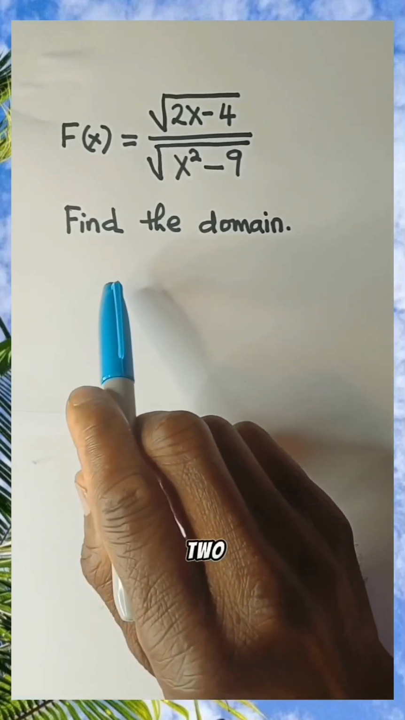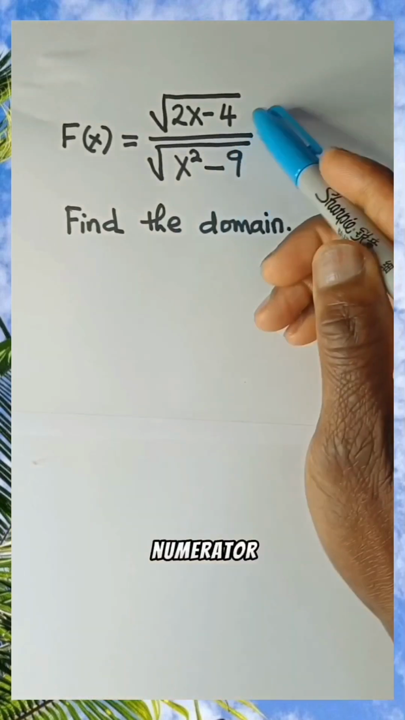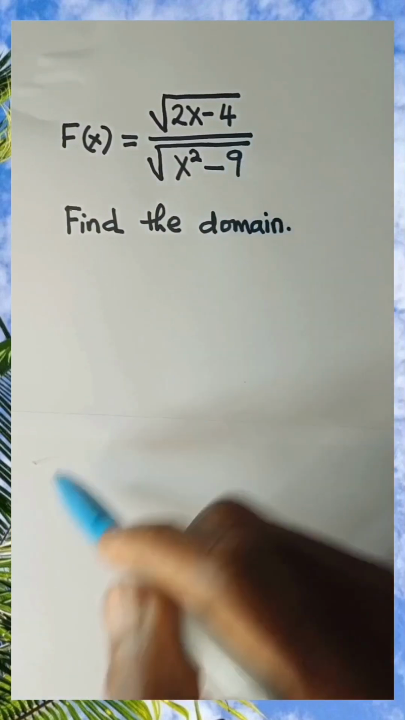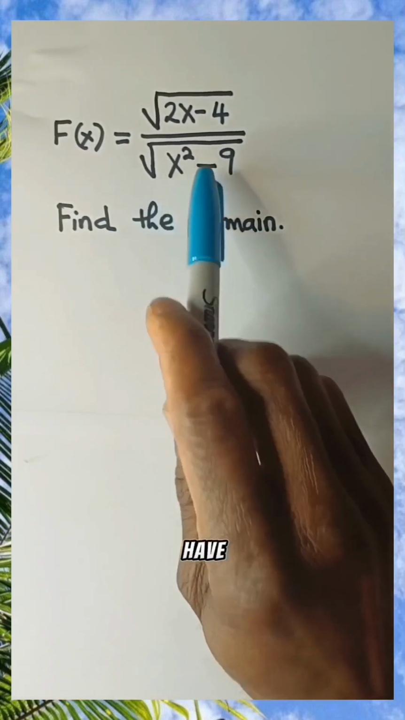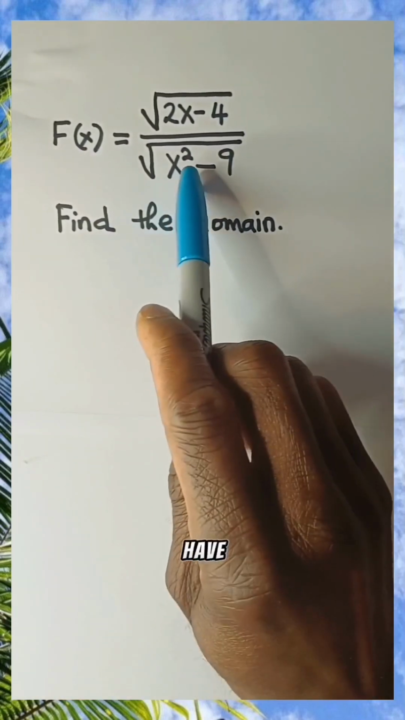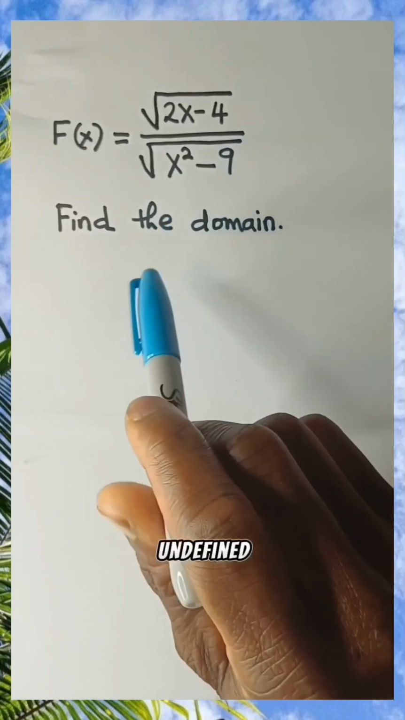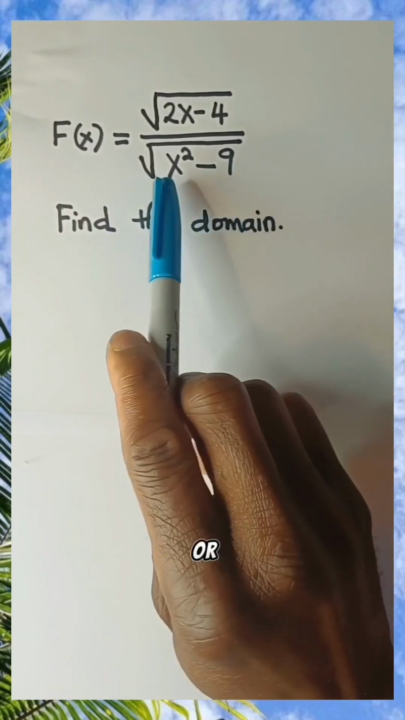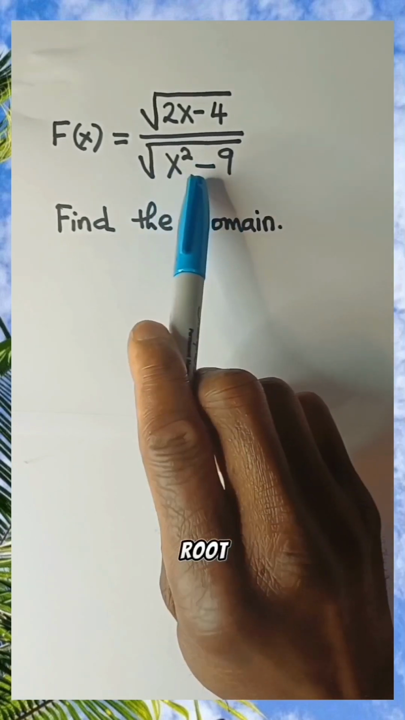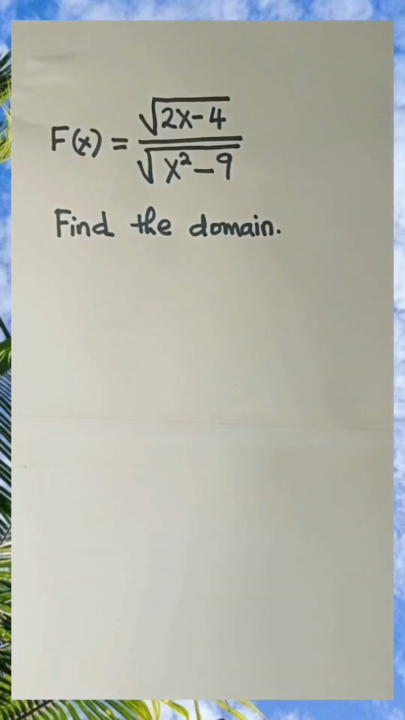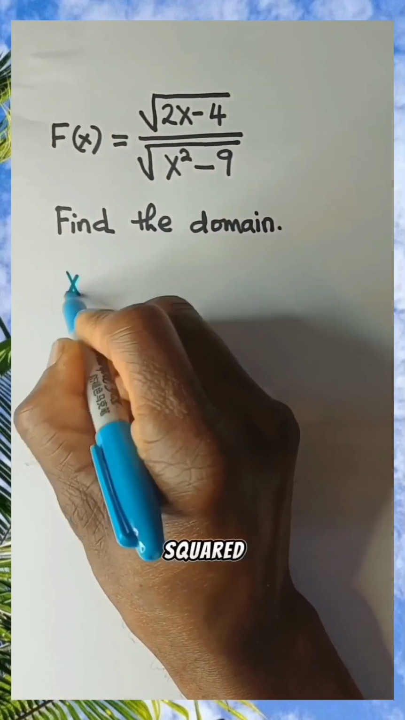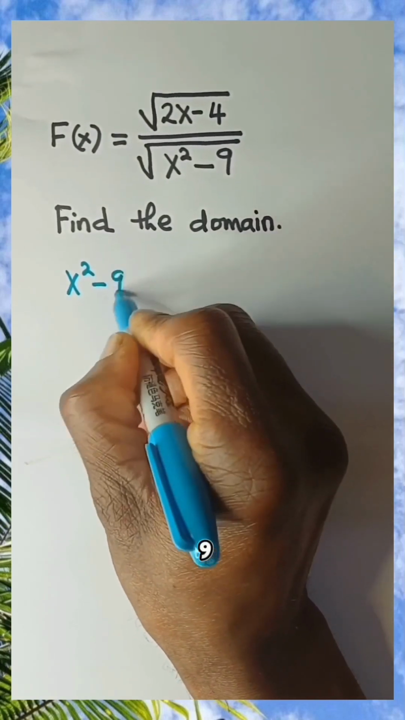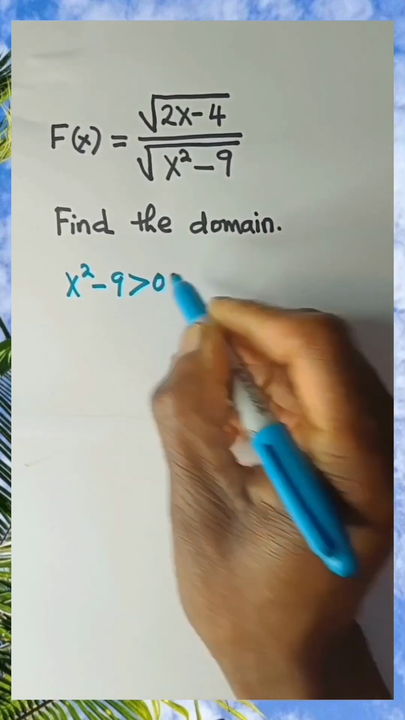We are going to have two restrictions arising from the numerator and the denominator. In the denominator, we cannot have 0. If we do have 0, that will make the fraction undefined. Now, what we are going to do is to set the radicand, or the expression under the root, greater than 0. So we will have s squared minus 9 is greater than 0.